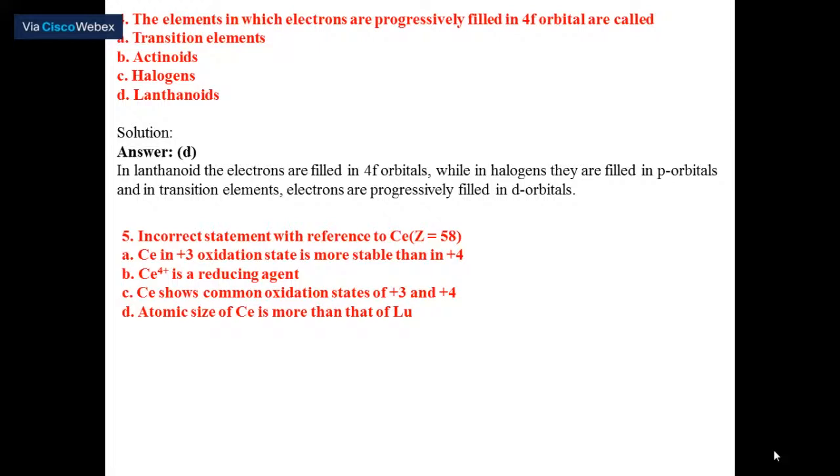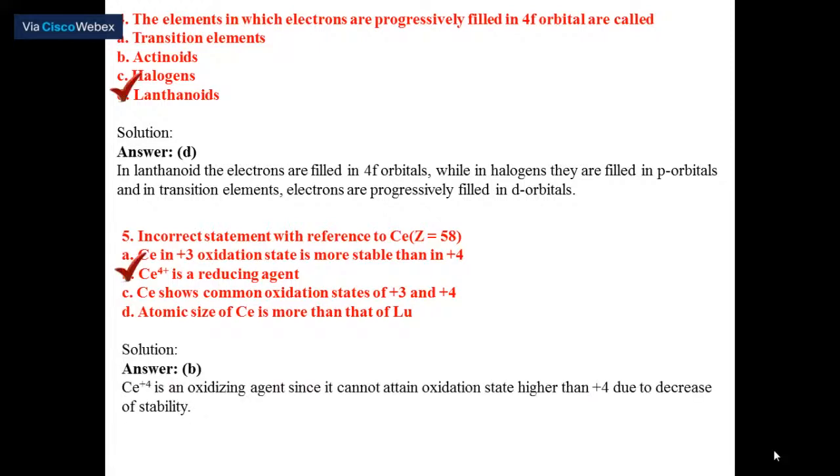Let's see here. You need to concentrate. They are asking about the incorrect statement, which is not correct regarding cerium. We'll go one by one. Cerium will exhibit +3 oxidation state. Yes, of course, it exhibits +3 oxidation state. Cerium +4 is an oxidizing agent. Cerium +3 oxidation state is more stable than +4.